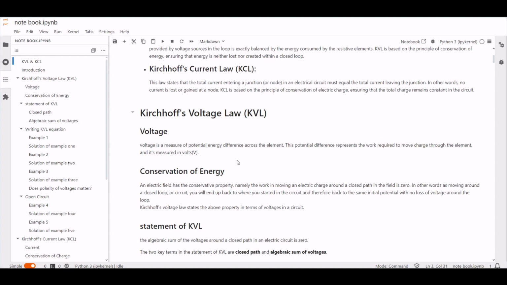Conservation of energy. An electric field has the conservative property, namely the work in moving an electric charge around a closed path in the field is zero. In other words, as moving around a closed loop or circuit, you will end up back where you started in the circuit and therefore back at the same initial potential, with no loss of voltage around the loop. Kirchhoff's voltage law states the above property in terms of voltages in a circuit.